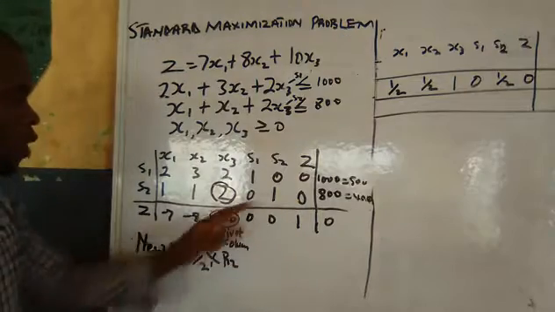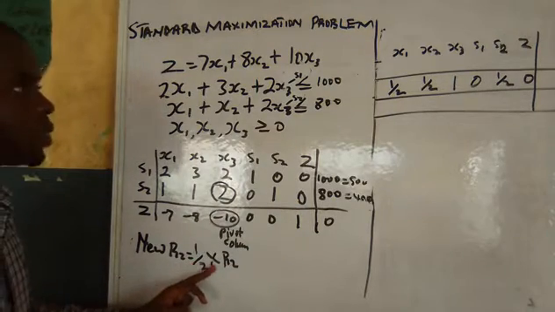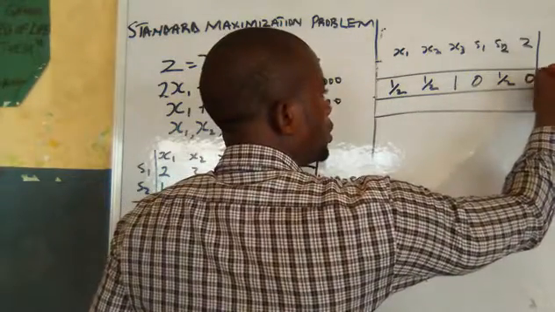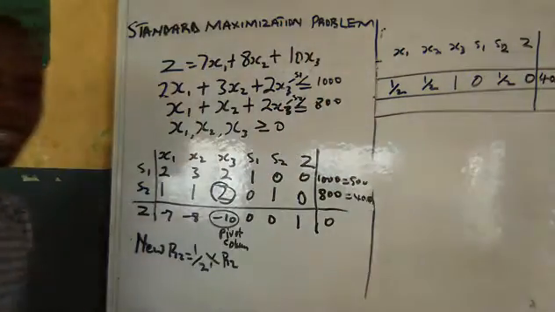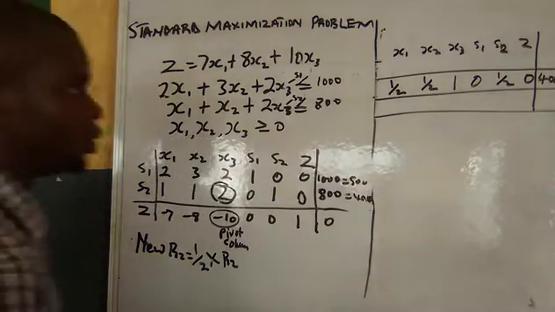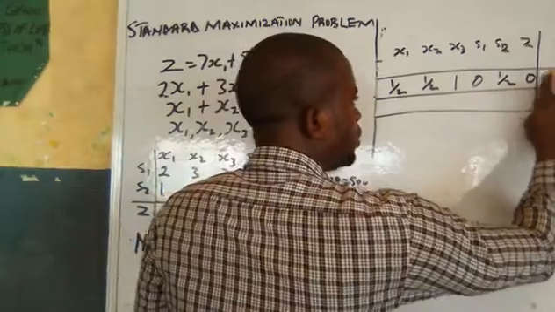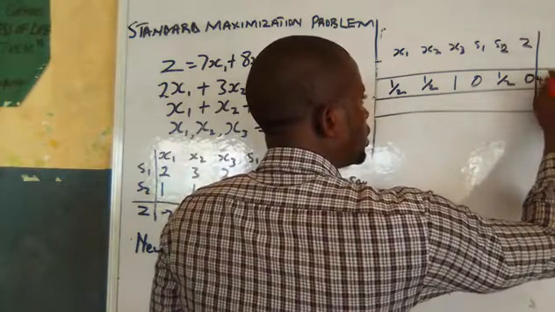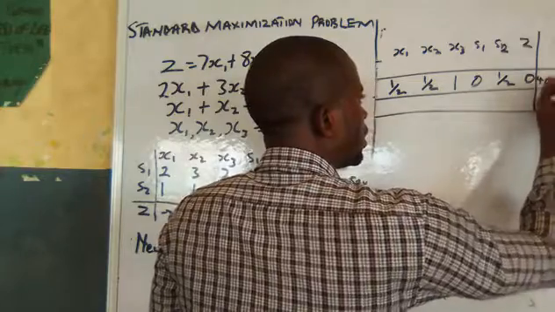Now, 1 over 2 times 800 here is going to give us 400. Please look at it very well. Do you understand what I'm doing? Yes. So this is 400.